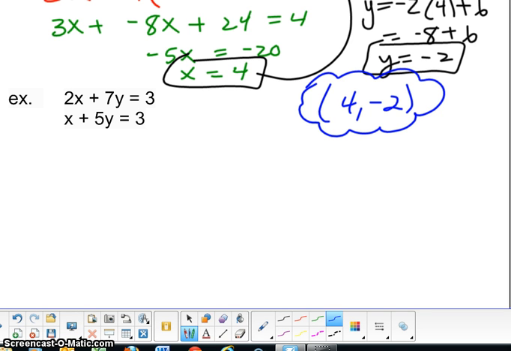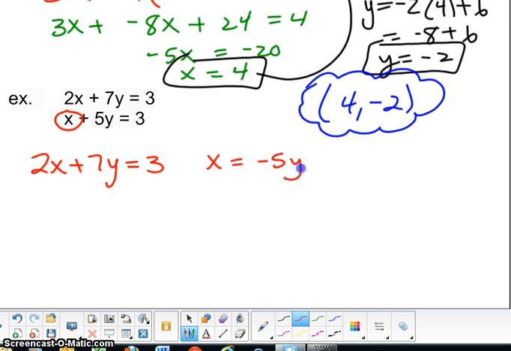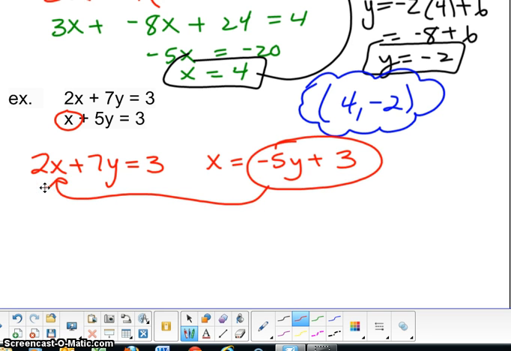Okay, so on the next one, what would be the most convenient is what you should be thinking about when you start these problems. And then you notice that in the bottom equation, there's an x all by itself. So that is going to be the most convenient variable to get by itself. The first one I'm not going to do anything with, but the second one I'm solving for x, which will give me x equals -5y plus 3. So I'm going to take that value, plug it in for the x, and solve.